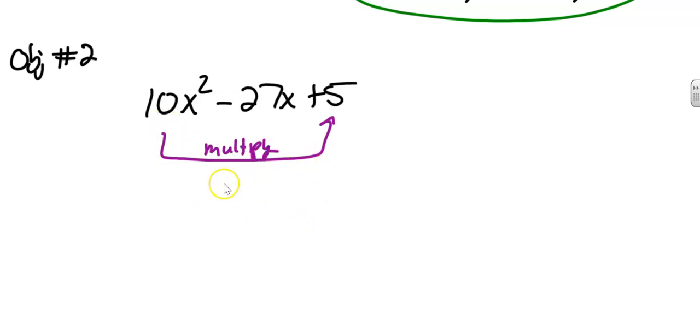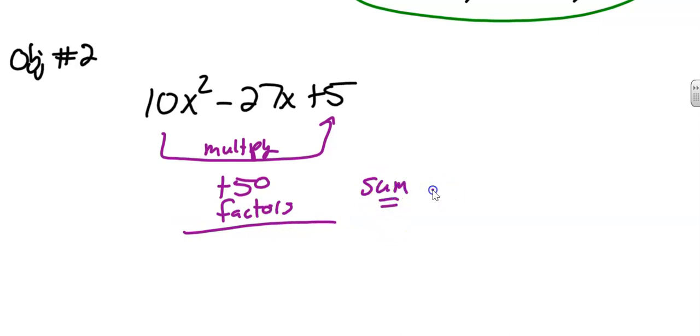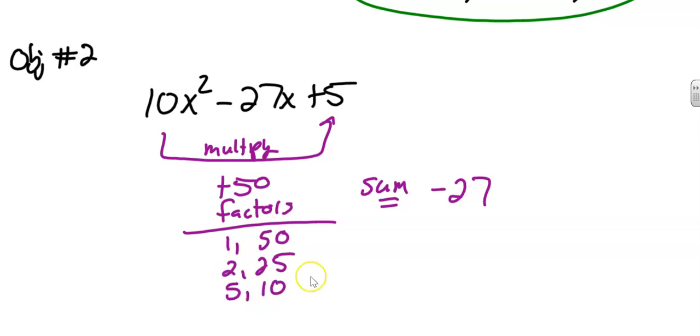Okay, so if you multiply 10 times 5, that is a positive 50. So that is the factors that we're looking for, and we want the sum to be a negative 27. Again, this is another one of those problems where when you go through 50, you think there's going to be a lot of numbers, but there's really not. It's 1 times 50, 2 times 25, or 5 times 10.